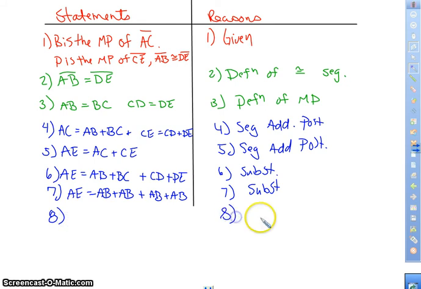And then also by substitution, I'm going to simplify. So AE equals 1, 2, 3, 4, 4AB. And that's what I'm trying to get to in the end. And now I'm done.